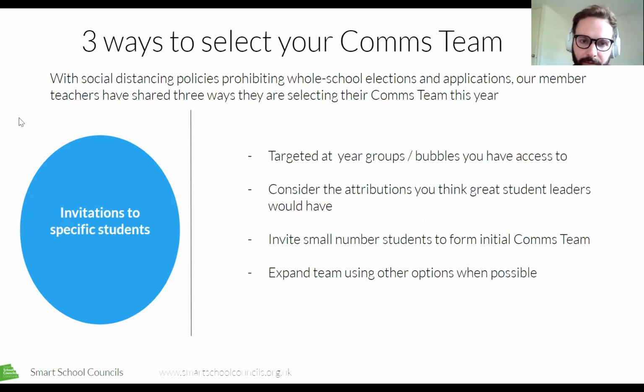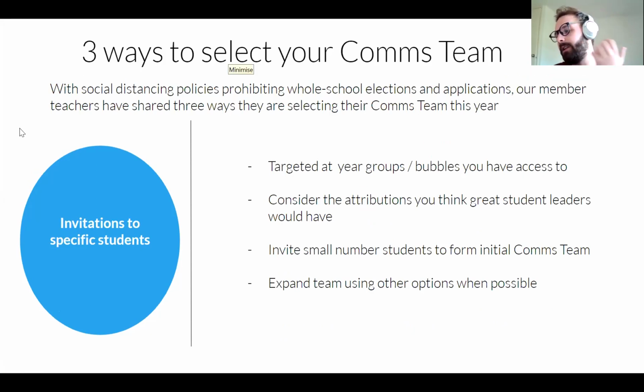And then we come to our third and final one, which, like Greg has alluded to already, could feel a little contradictory for democracy, but it's not when we consider things like class meetings. That's choosing or inviting specific students. These are the considerations if you want to try and do this. They need to be targeted at a year group or a bubble that you have access to. That might seem obvious, but I think that's a key point to stress. Consider the attributes that you're looking for in these five roles. And I think the last bit is the most important part, which is to invite a small number of students.